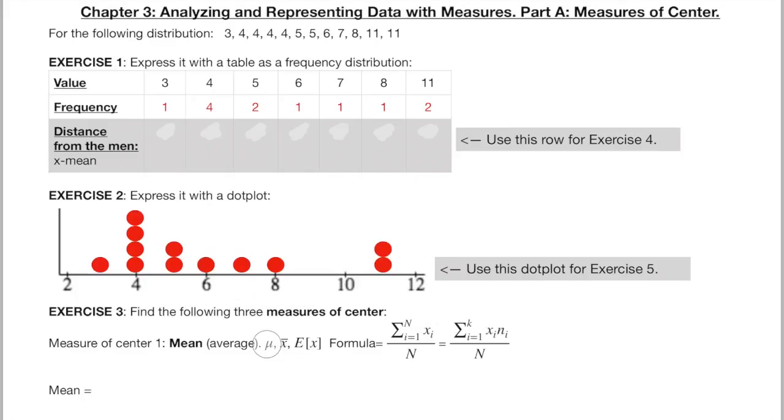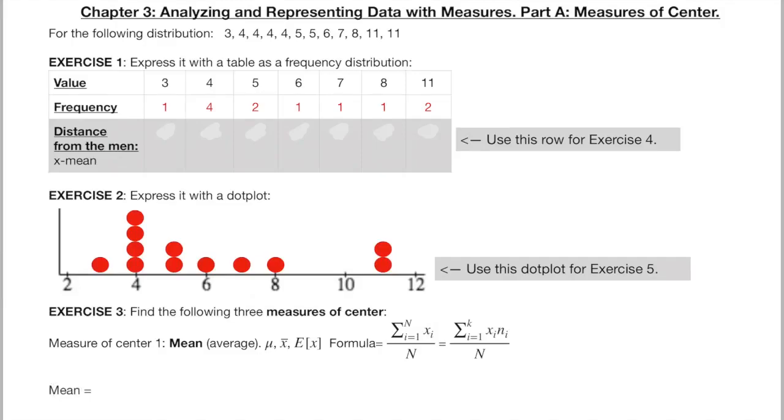The mu is commonly used for the mean of a population, the x bar for the mean of a sample, and the E of X for something that is neither a population nor a sample, usually something about the future. Then we call it expected value of X. Because sometimes it might not be clear if something is a population or a sample, I just write mean. So let's get the mean of this distribution.